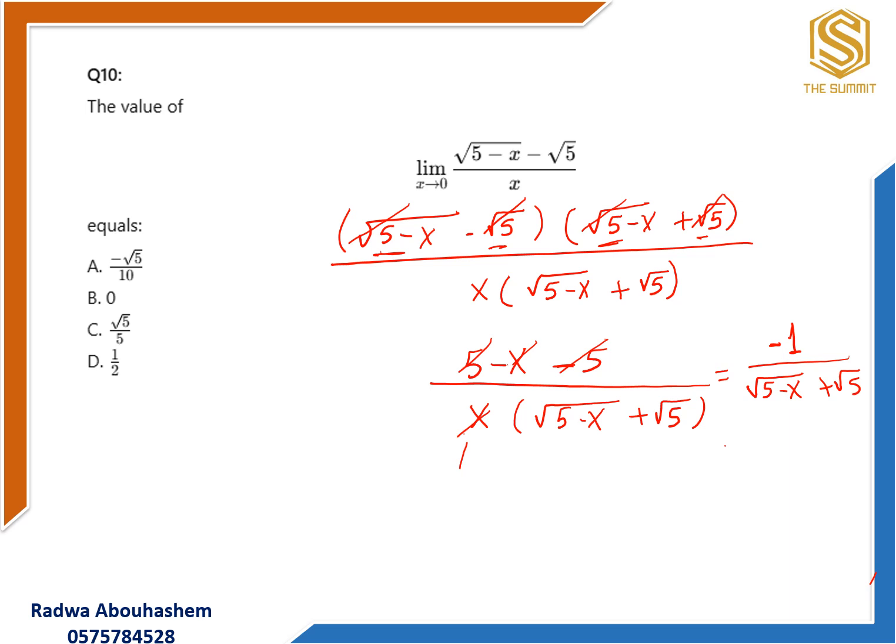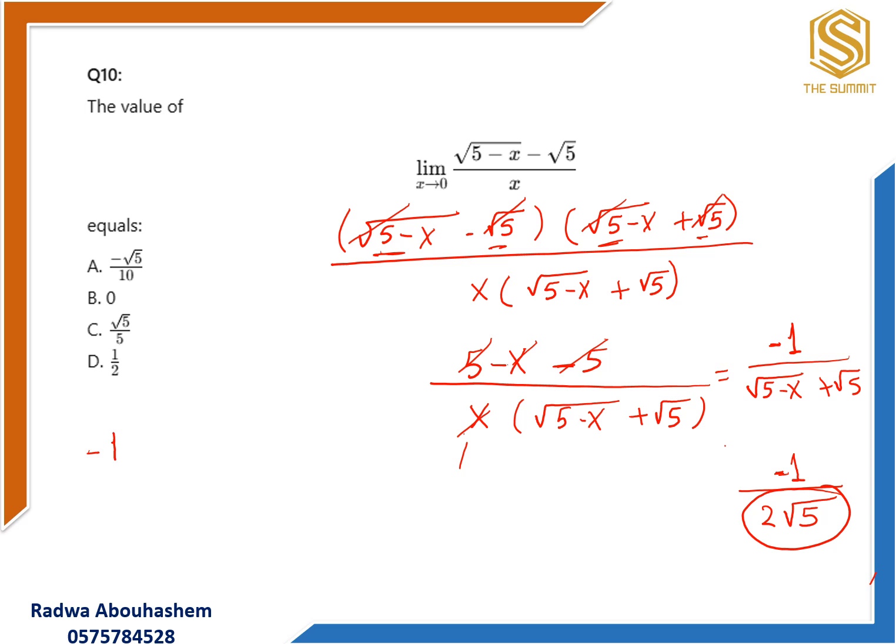The x is 0, so square root of 5 plus square root of 5 gives me negative 1 over 2 square root of 5. Now, I don't have this one in the choices. Remember, when you're dealing with a radical, it's favorable to rationalize the denominator. What is the meaning of rationalizing the denominator? It means you make the denominator an integer, a whole number, that doesn't have any radical.